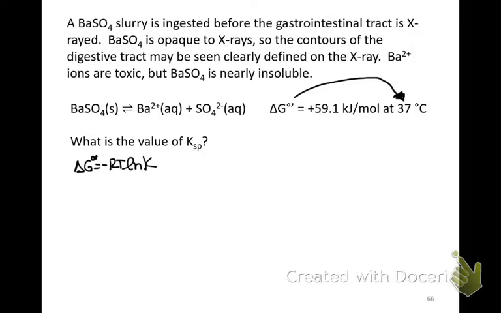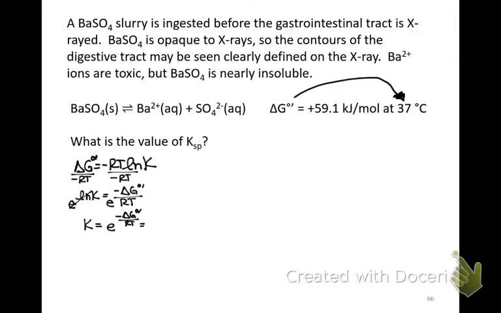Okay, so we want to solve for K. So let's rearrange this equation. We'll divide both sides by negative RT. So we get ln K by itself, and we have negative delta G standard prime divided by RT. And then to get rid of the ln, remember we need e. So we'll raise both sides to the e power, those will cancel, and we'll get K equals e to the negative delta G over RT.